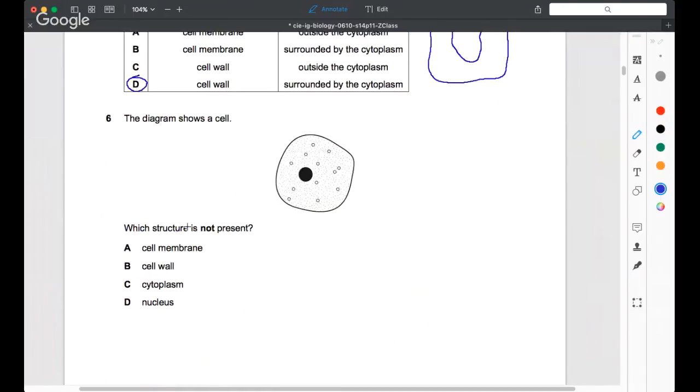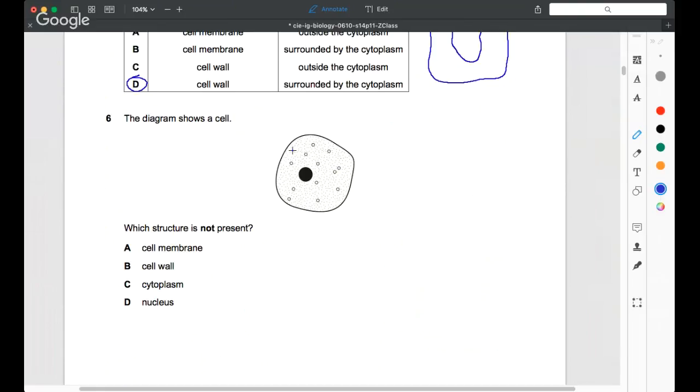The diagram shows a cell. Which structure is not present? Cell membrane, cell wall, cytoplasm, or nucleus. So if you have a look at here, this is our diagram. All around the edge, we have our cell membrane. In the middle, this black dot represents our nucleus. Our cytoplasm is the thing which everything sits in.